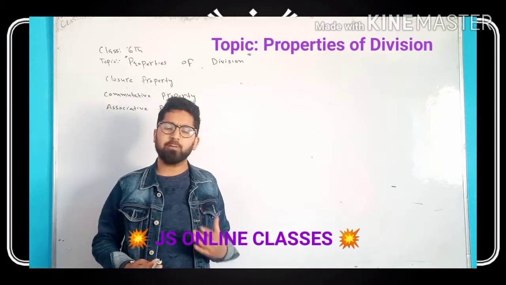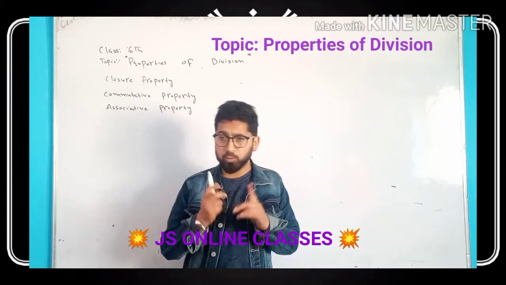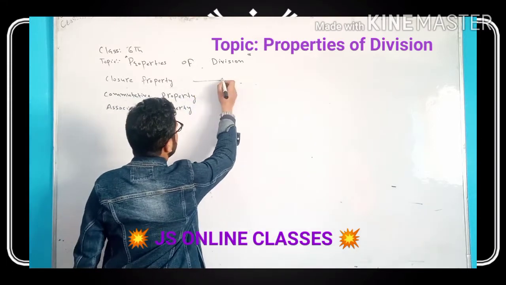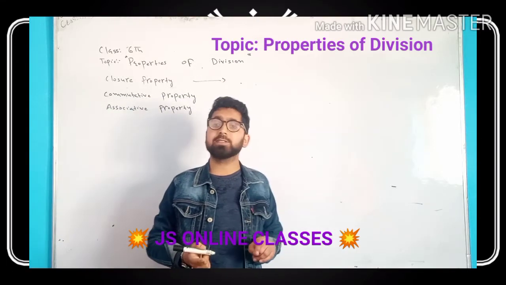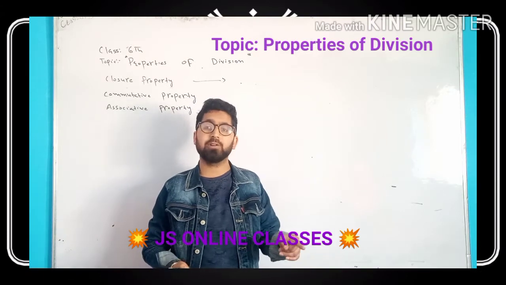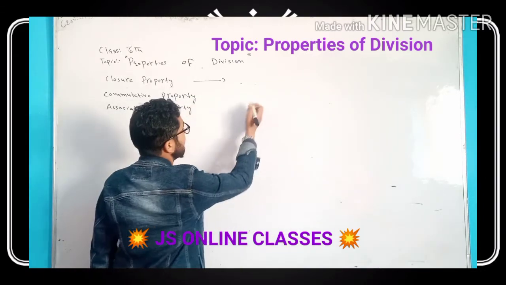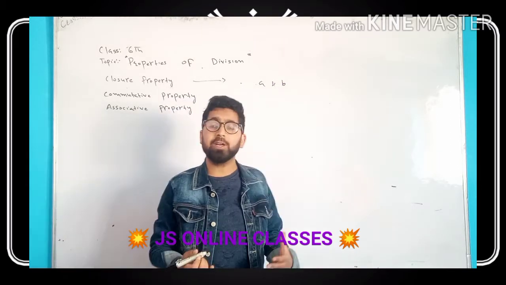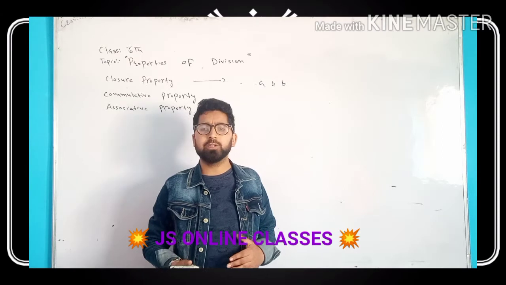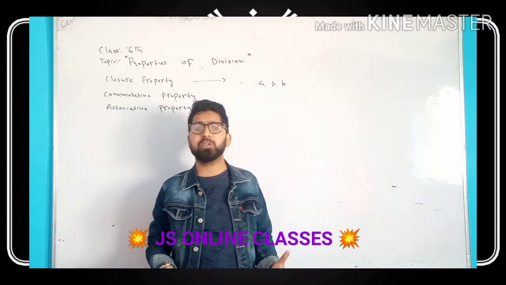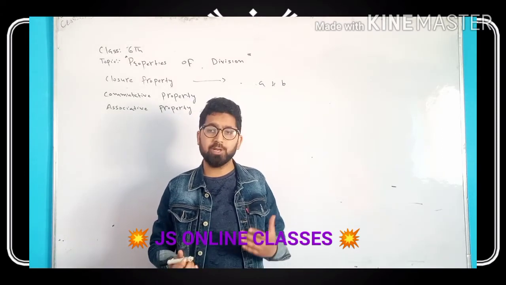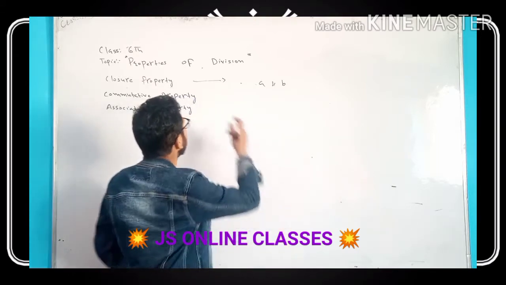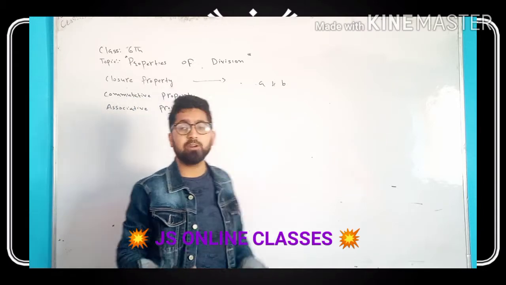The closure property of whole numbers states that if we have two whole numbers, say A and B, you can write the definition from the book, it's already written there. So if we have two whole numbers, say A and B, then the quotient of A and B need not be a whole number. So we can say in closure property, division is not true. हम यहाँ पे ये कहेंगे closure property में हम division नहीं कर सकते. So here in division, closure property does not work out.